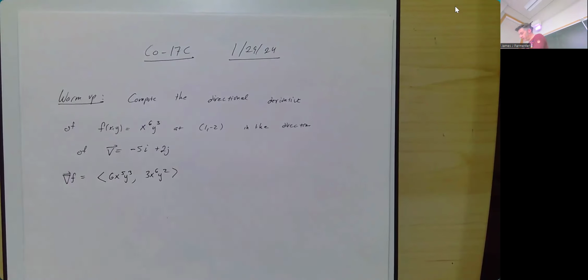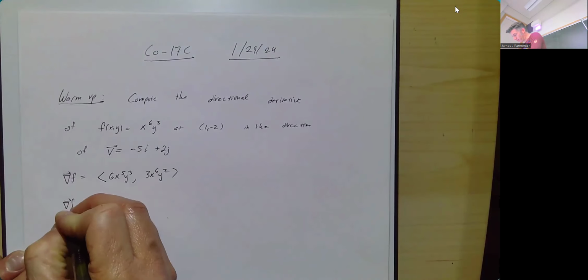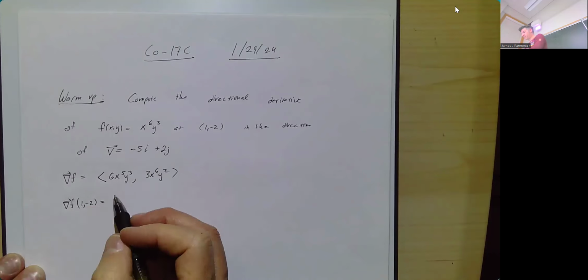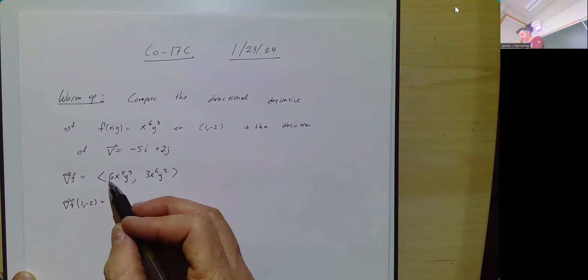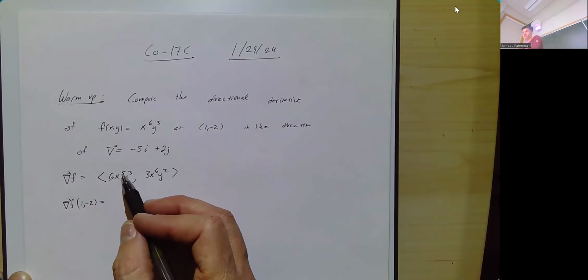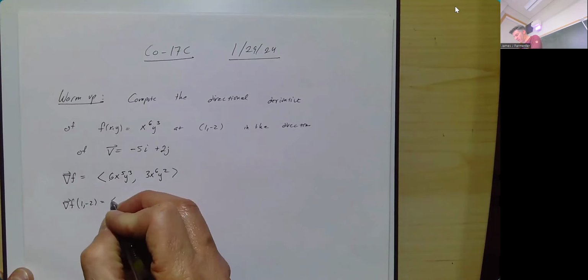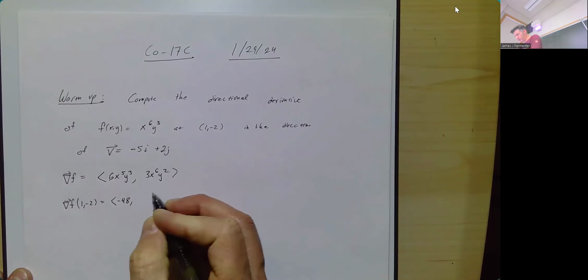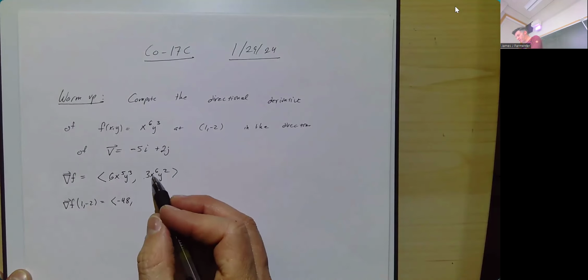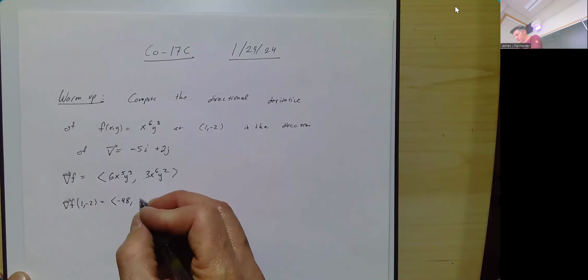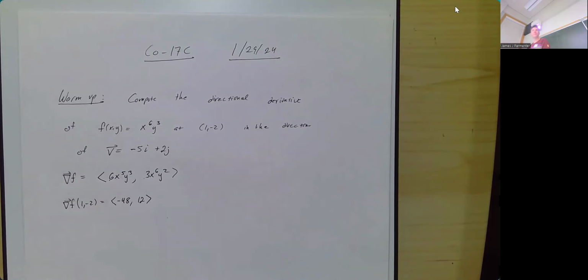And then at the point, the gradient of f at the point (1, -2) is going to be, let's not write it all out. It's going to be 6 times 1 to the 5th, which is 1, times -2 cubed. So 6 times -8 is going to be -48. And here we have 3 times 1 to the 6 is 1, times -2 squared, 3 times 4 is 12.